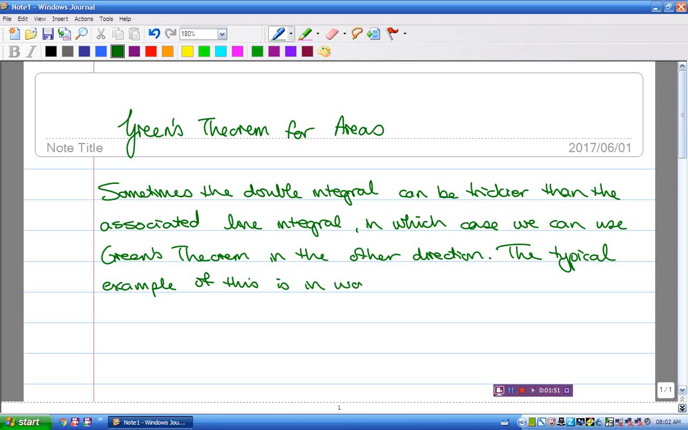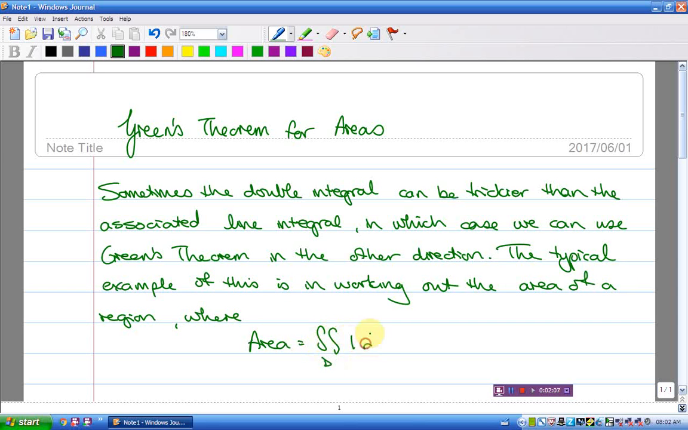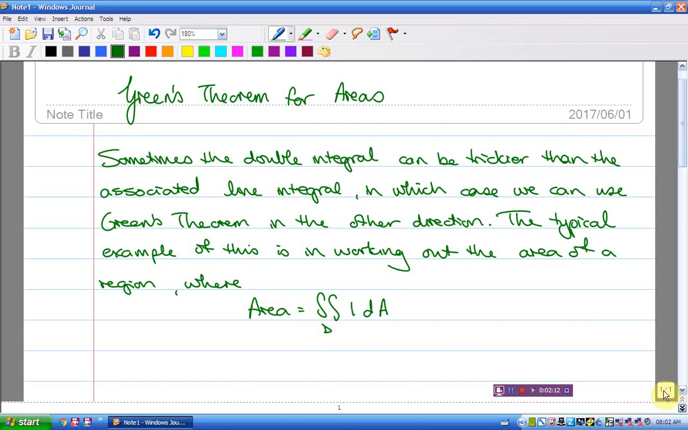The typical example, although obviously other situations could apply, is in working out the area of a region where our formula is area equals double integral 1 dA. So our integrand is 1. In order for Green's theorem to apply, we want our integrand to be dQ/dx minus dP/dy. So that must mean we require 1 to equal dQ/dx minus dP/dy. Sorry, I'm getting my Q's and P's mixed up.